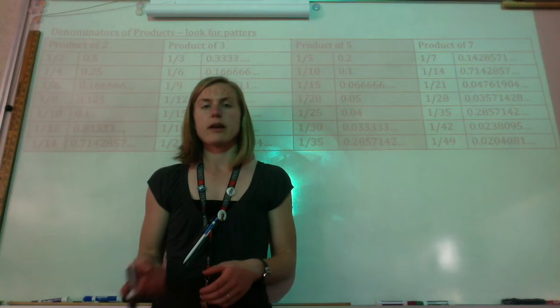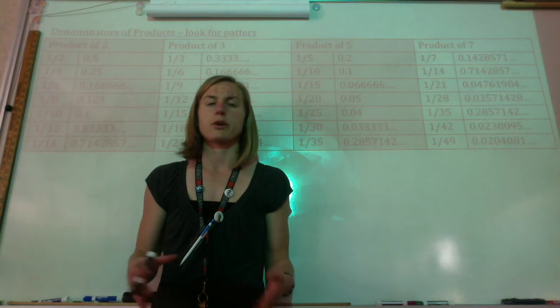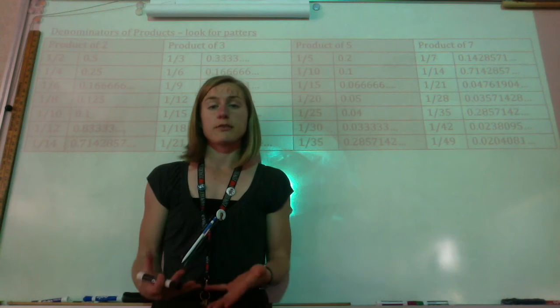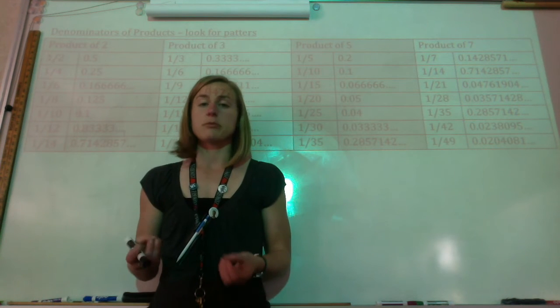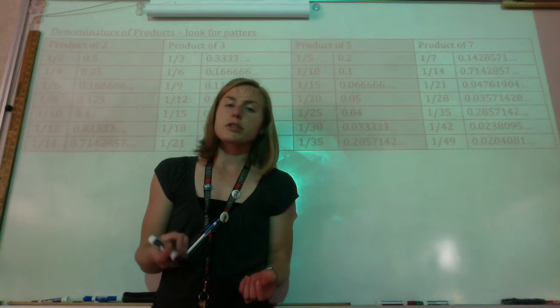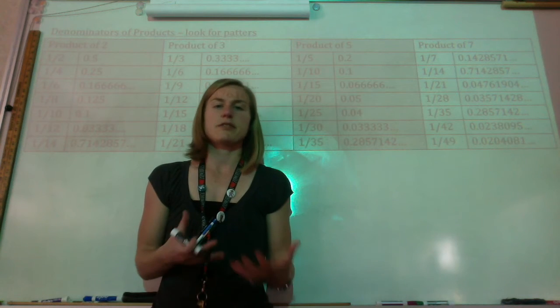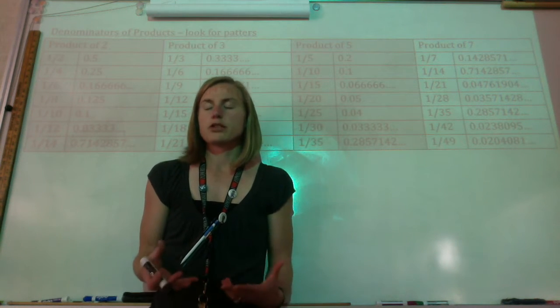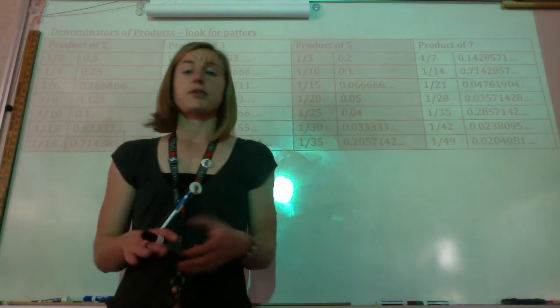But maybe we don't have a calculator with us, or we don't want to have to go through that work. We just want a fast way of being able to look at a fraction and tell if it's going to be a finite decimal or an infinite decimal. Well, in order to know if there really is a shortcut, we're going to need to see if there are any patterns. So what I have is just some numbers for us to look at.